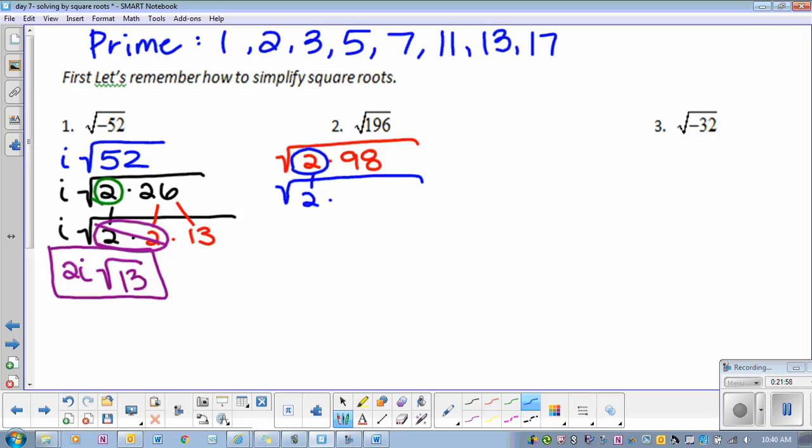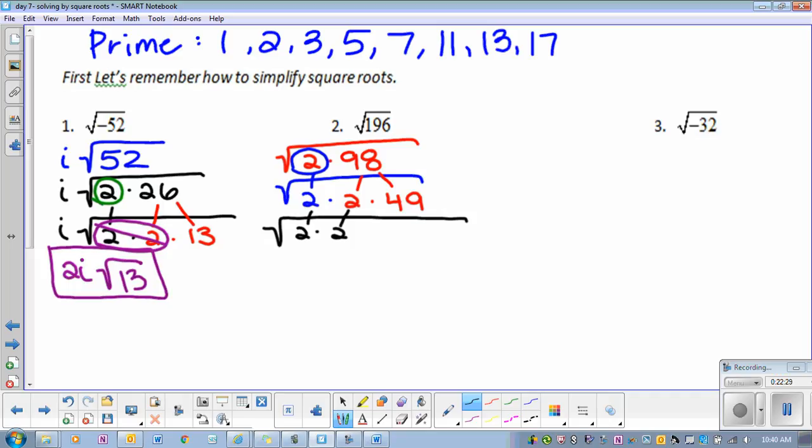Because 2 I can't break down anymore. But how about the 98? What times what? 2 times 49. Look at that. I have 2 2s. All right, let's just keep going. Don't do the whole circling the pairs and stuff yet. But just be conscientious of which ones you need to keep bringing down. Okay? Are you writing this down?